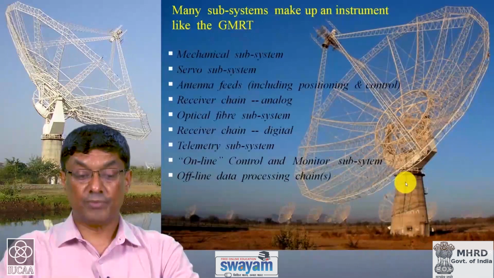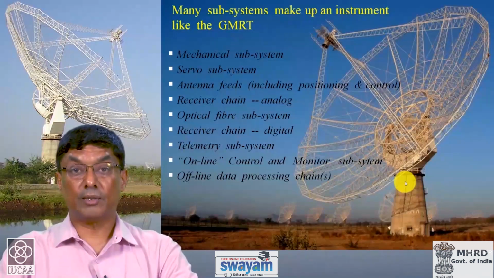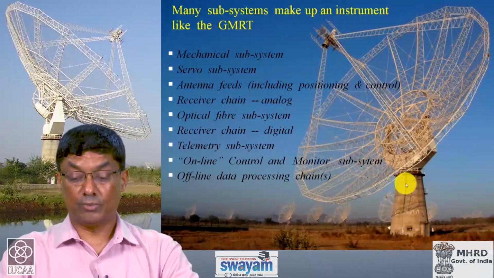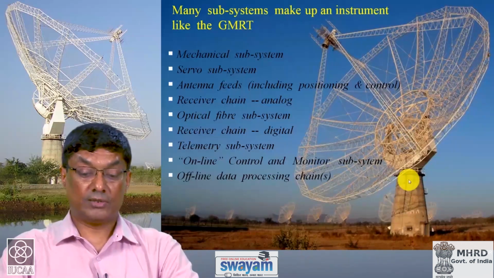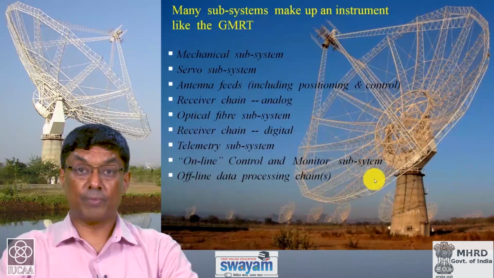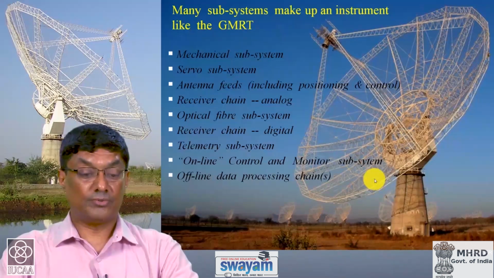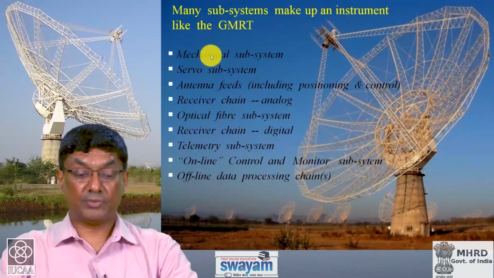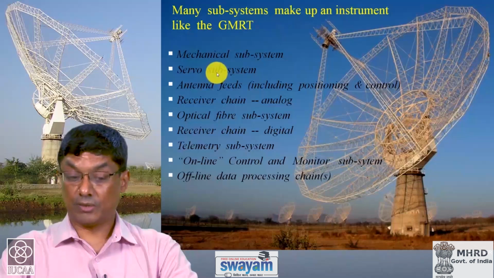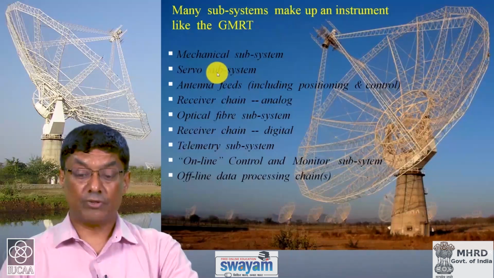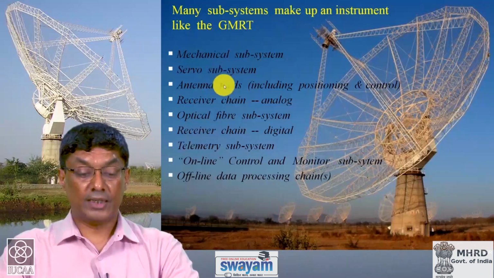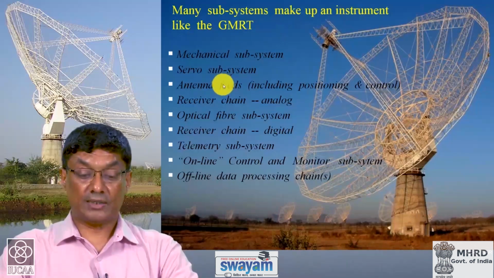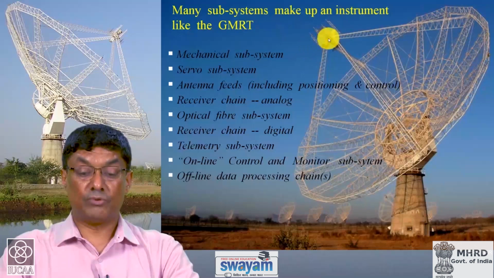Not just mechanical, there are many subsystems that make up such an instrument, which are all technologies that one needs to master in order to have a good quality observatory, ranging from the mechanical subsystems, the servo systems which are important for accurate positioning and movement of the antenna on the 2 axes, then the electromagnetics, the antenna feeds which you put at the focus.